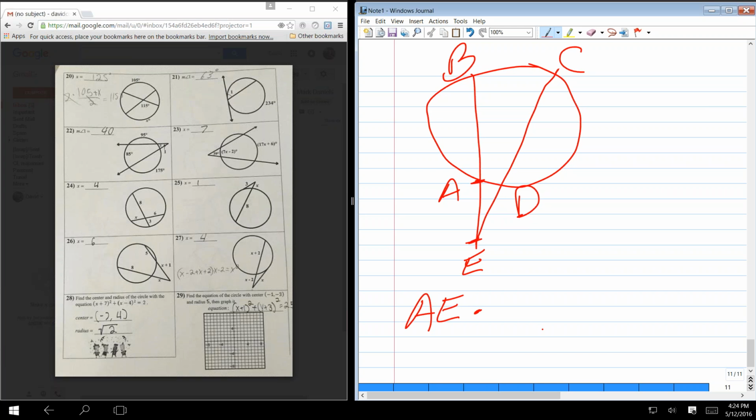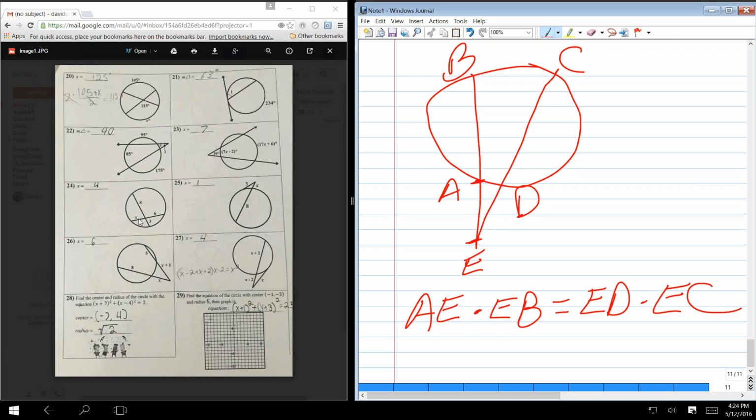Is it EAB? Not AB. That's the same formula as chords that intersect inside the circle, and this is not the same at all. It's EB. AE times the full secant length equals ED times what? EC. Yeah. In other words, completely different than the chords.